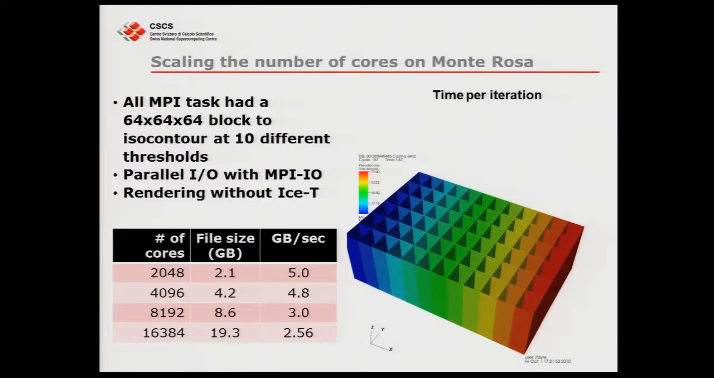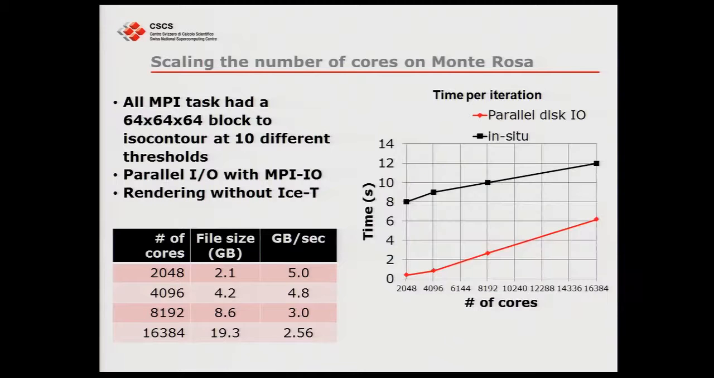Here's a benchmark I've done on Rosa, using all the way to 16,000 cores. For this simulation, which looks like something it's done on purpose, this is the grid used for weather simulation. Size of the grid at this particular number of cores was 20 gigabytes. The I/O I could do was 2.56 gigabytes per second. So my I/O climbs like this in a linear fashion.